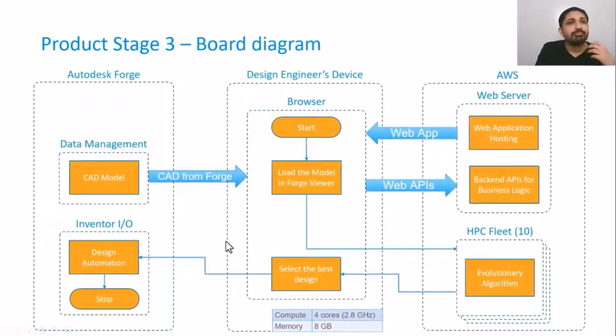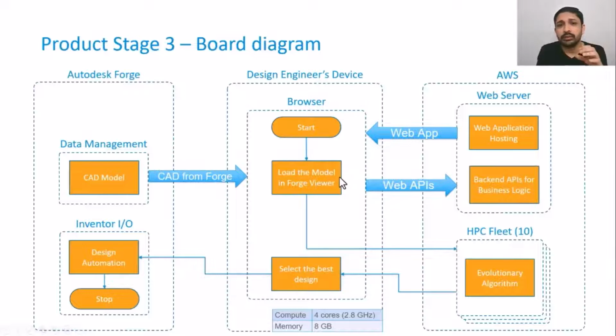Right. So the diagram gets a little bit complex here, but I'll run through it. It's not that complex as you see. So what happens is this is the design engineer's device. This is the primary device. It could be a phone or a tablet or even a laptop. So the browser is running, and inside the browser the application starts, and of course it's a browser-based application, so it will be hosted in a web server somewhere, let's say in AWS. So the application is pulled down to the browser.